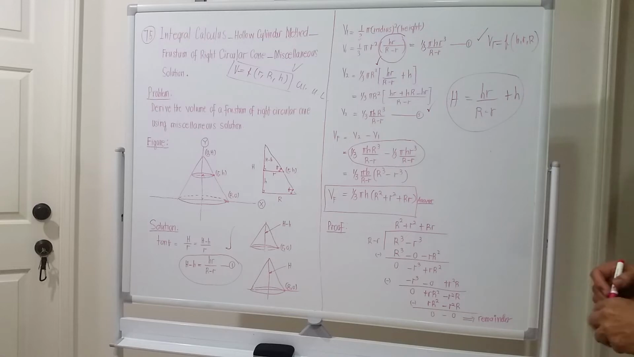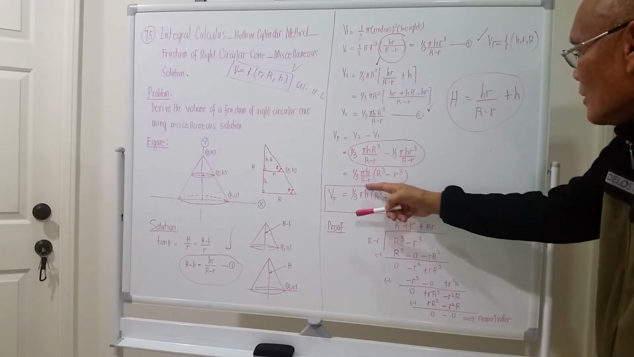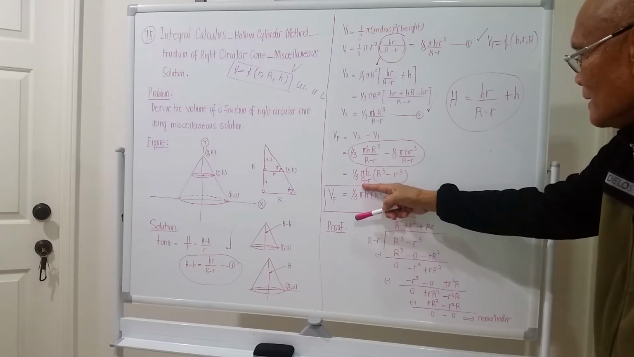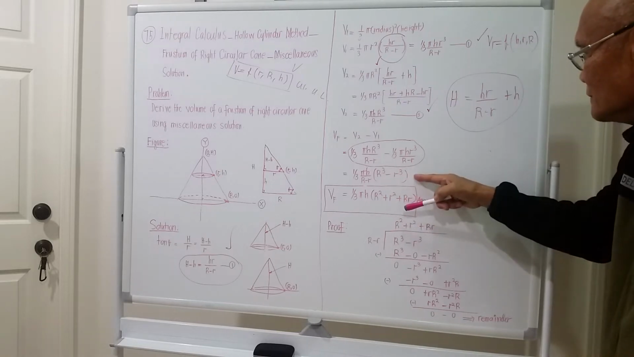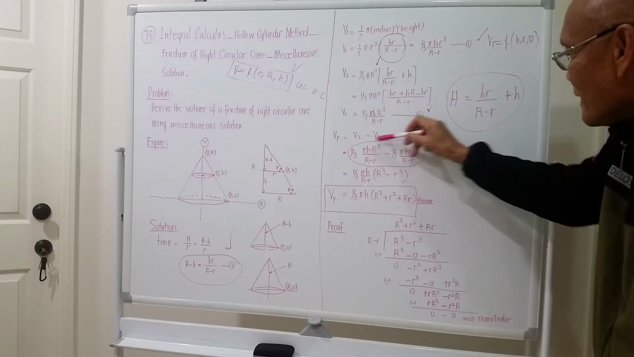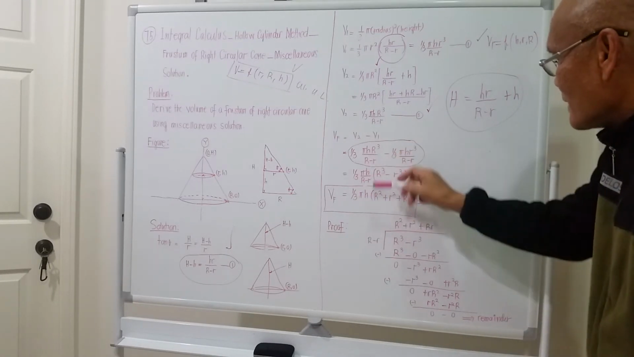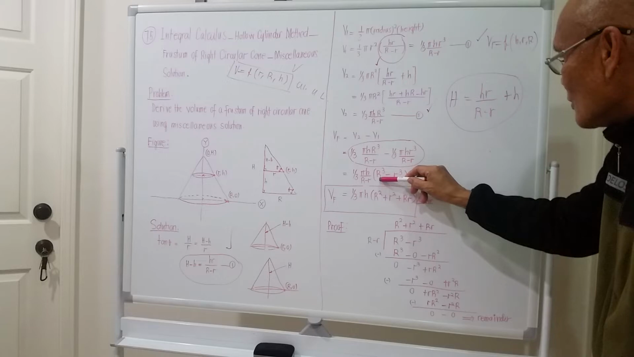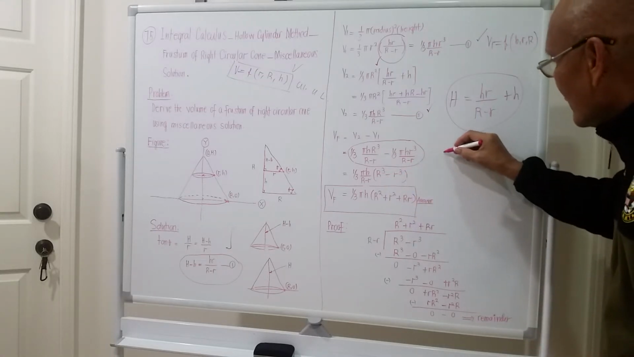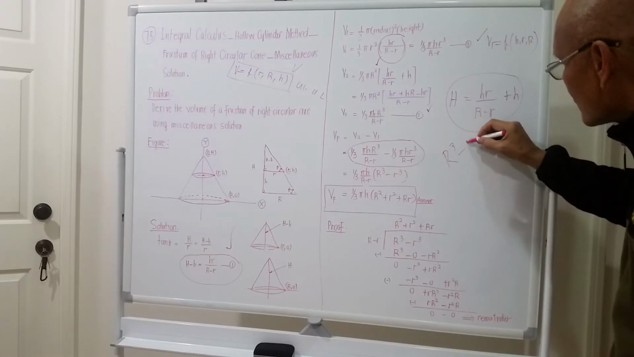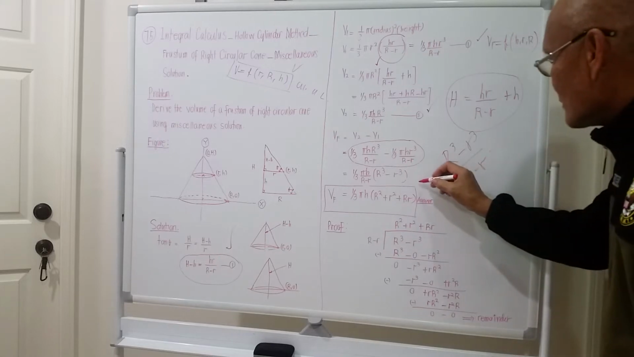But if we simplify this one, this will come out as 1/3 pi h over R minus r, big R cube minus small r cube. Actually, we could bring out pi h as a common factor, right? Even the 1/3. So this is 1/3 pi h over R minus r, big R cube minus small r cube. And if we divide big R cube minus small r cube over R minus r, what will come out is this one.